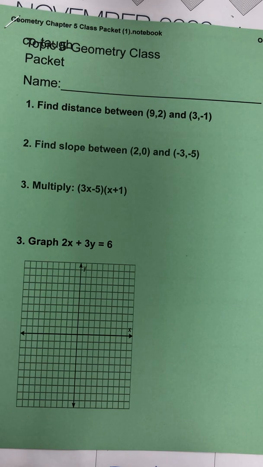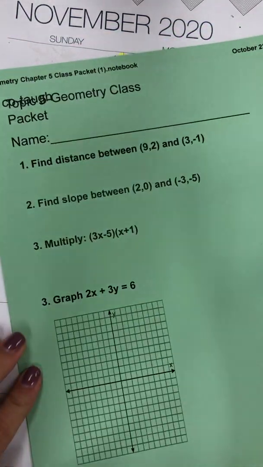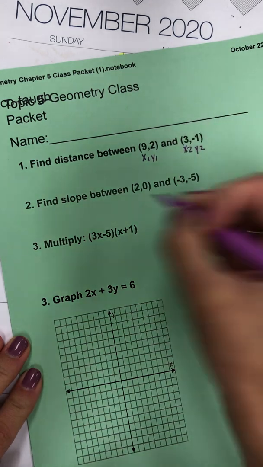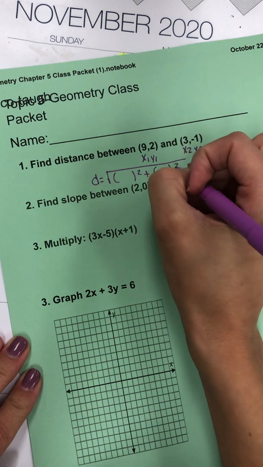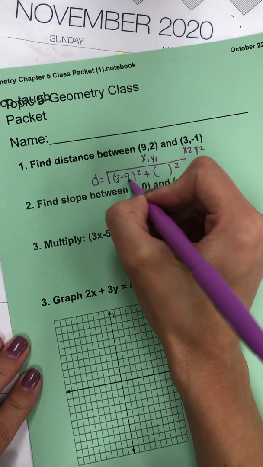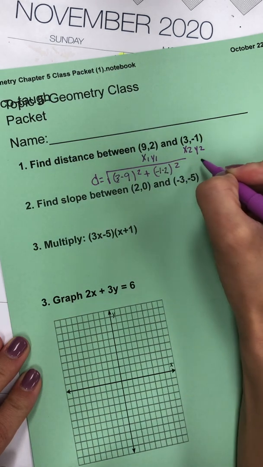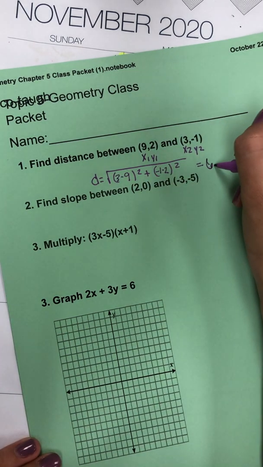I'm not going to go through every single question in detail because again, it is review, but I will go over some of them. So for number 1, it says find the distance. That would be plugging this into the distance formula, which is x2 minus x1, so 3 minus 9, and then y2 minus y1, which is -1 minus 2. And when you put that in your calculator, you get 6.7.